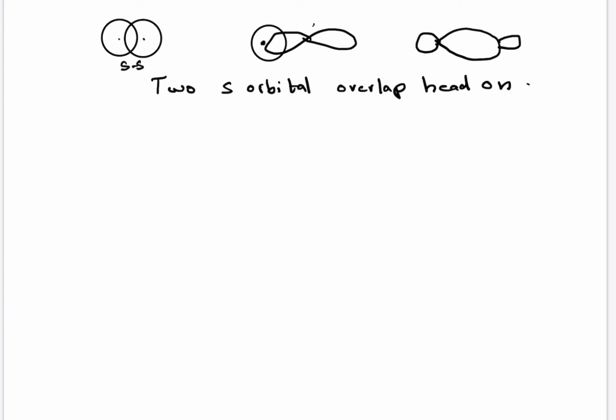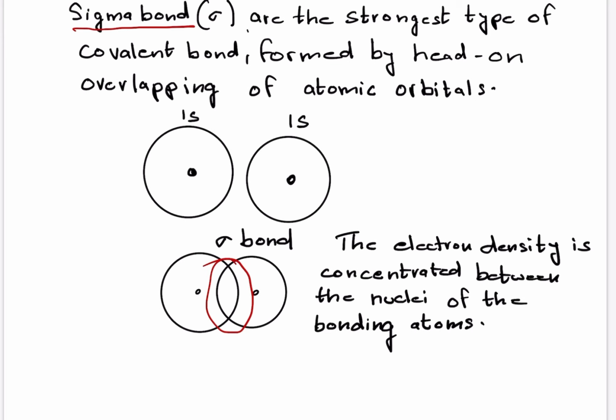So the real definition when we talk about it is: sigma bonds are the strongest type of covalent bond formed by head-on overlapping of atomic orbitals.